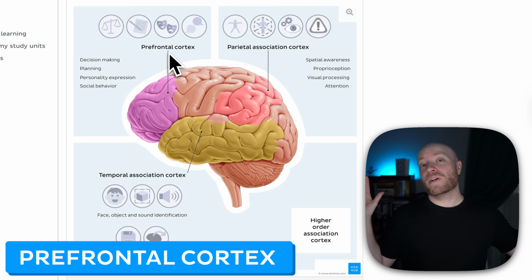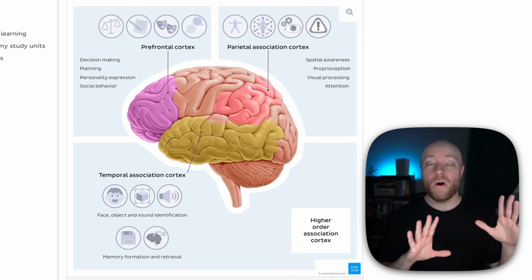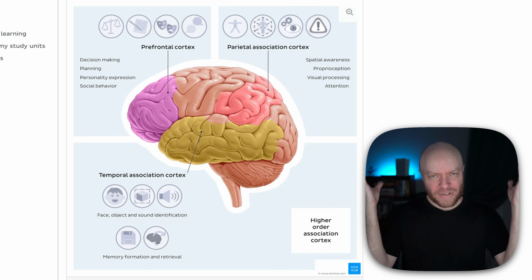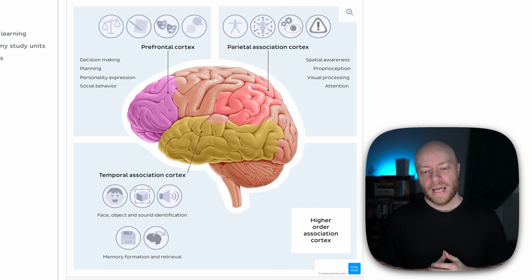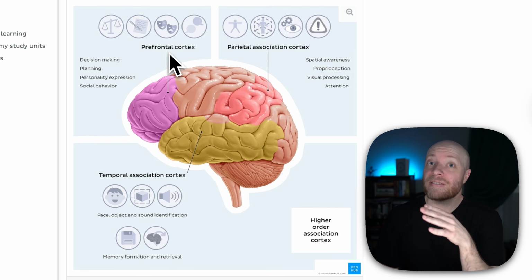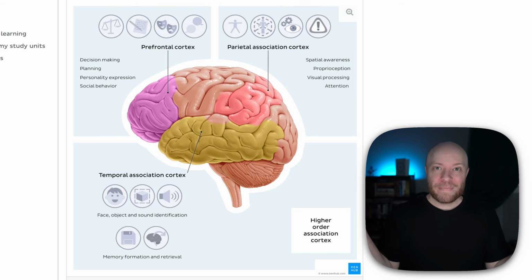Now, this is without question my favorite thing to talk about. So I'm going to have to contain myself. And I mean this, my favorite thing in all of human biology to discuss is the prefrontal cortex. So I have to just calm myself down because honestly, this is what makes us human. Humans have the largest prefrontal cortex in the animal kingdom. And that is the reason why there's 8 billion of us here.